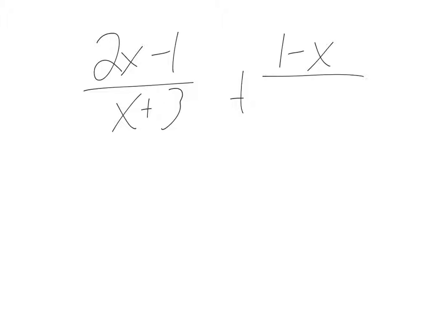Now we have addition and subtraction of linear equations that are fractions. And now this sounds a little complicated, but it's not as hard as it sounds. So let's get started. We have 2x minus 1 over x plus 3 plus 1 minus x over x plus 3. It's an ugly plus sign. X plus 3. Here we go.